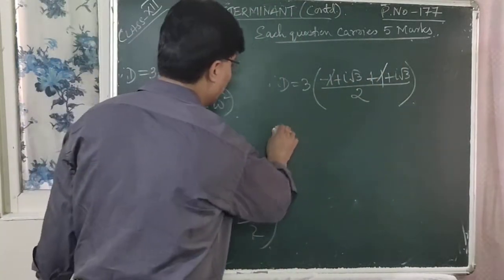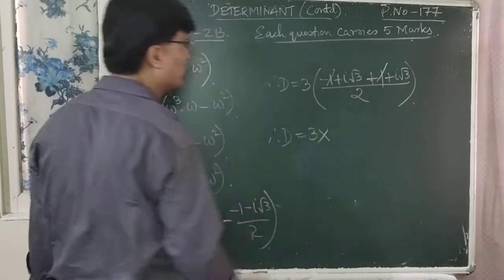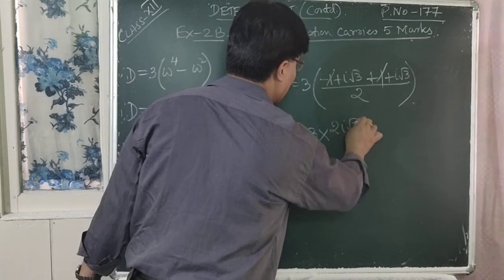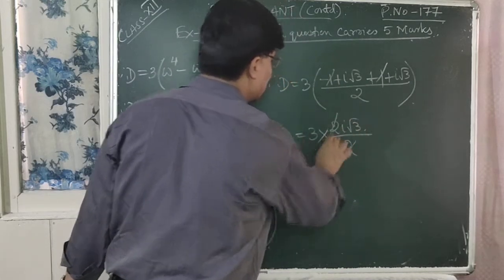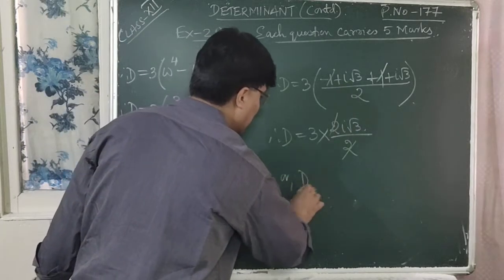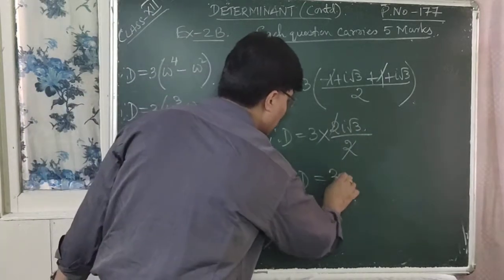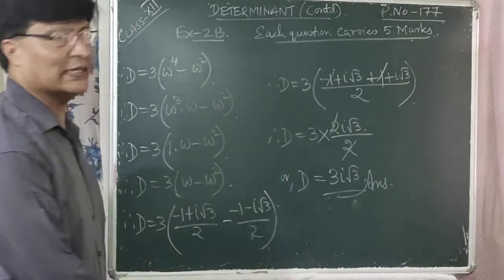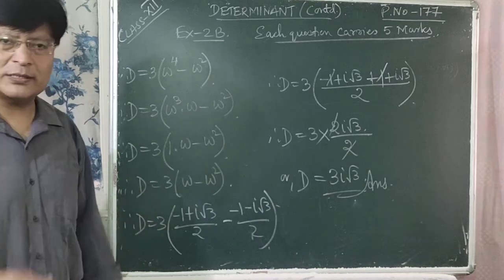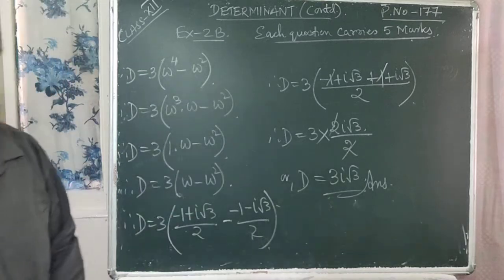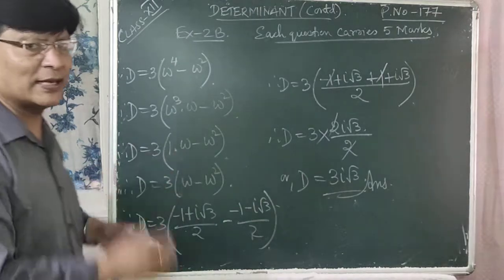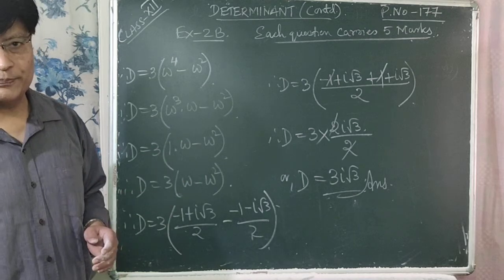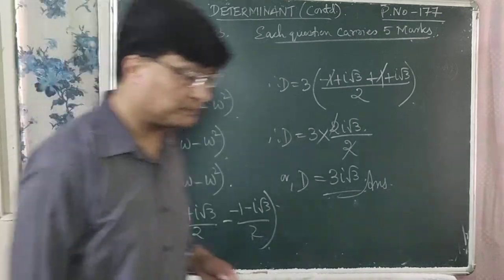Right? So therefore d is equal to 3 into, what is i root 3 plus i root 3? 2i root 3. It is 2i root 3 divided by 2. Here 2 gets cancelled. So d is equal to, what is the final answer now? It is 3i root 3. So this is the final answer. What is the value of the given determinant? It is 3i root 3. So this is an imaginary number, or this is known as a complex number also. Is it clear? So you can copy it.